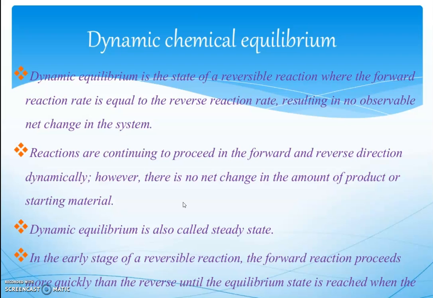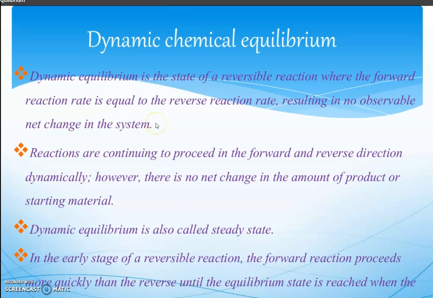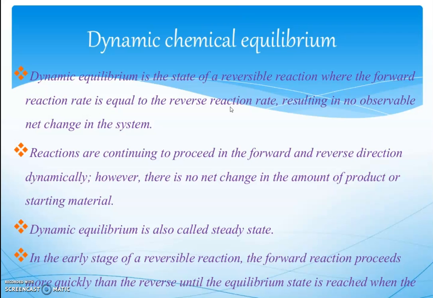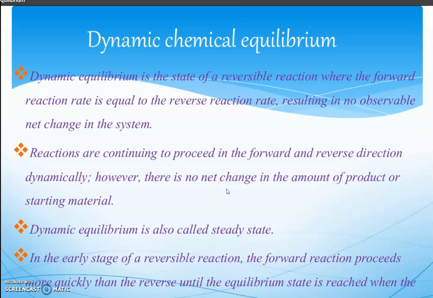So what do we mean by dynamic chemical equilibrium? Dynamic chemical equilibrium is the state of a reversible reaction where the forward reaction rate is equal to the reverse reaction rate. That is, there is no net change. We cannot observe any net change because the forward and backward reactions are both occurring. But the reaction is happening; it is dynamic in nature. The reactions continue to proceed in the forward and reverse directions dynamically. However, there is no net change in the amount of product or starting material.